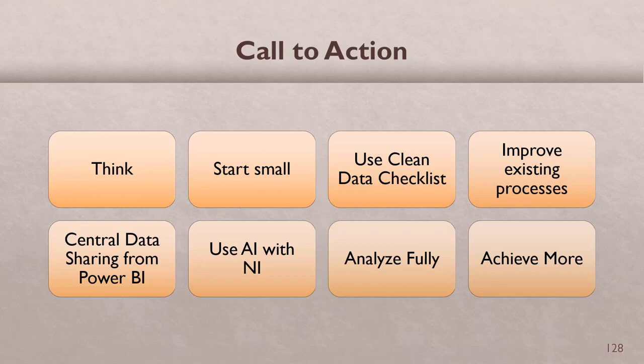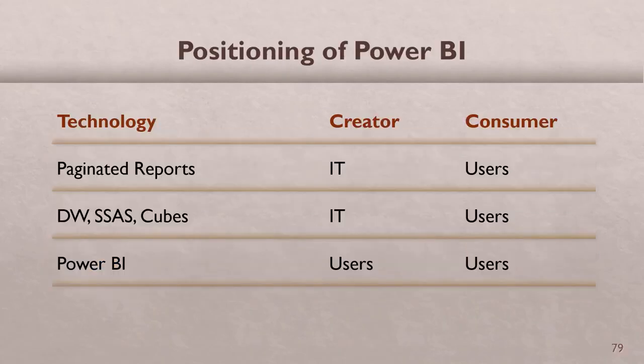Is that person dependent? Another thing is publish the data centrally, and I showed you how to consume central authentic raw data from Power BI into Excel. What is NI? Use artificial intelligence with your natural intelligence. That is what NI is. And then, of course, you'll be able to analyze data more fully, get more opportunities, and then achieve more with less effort. Right.